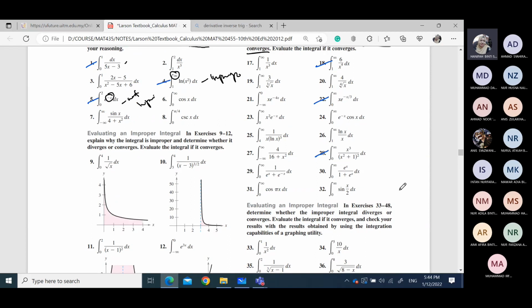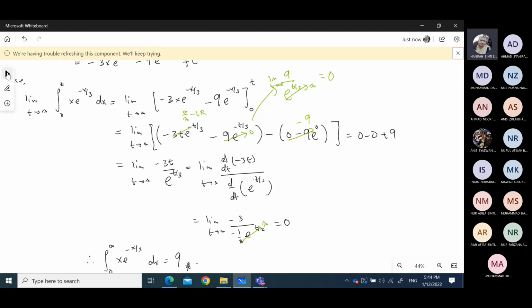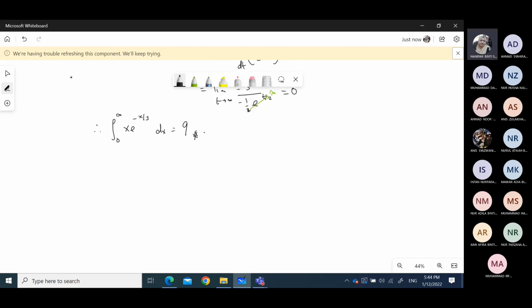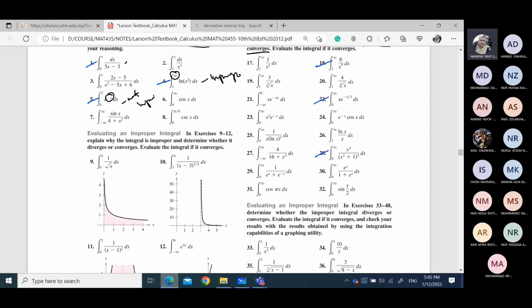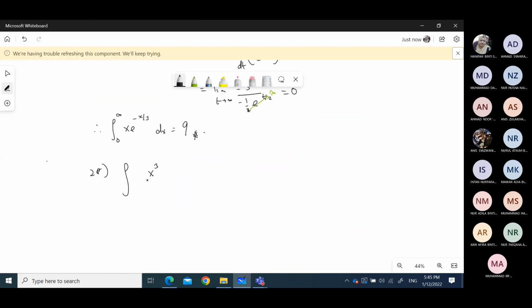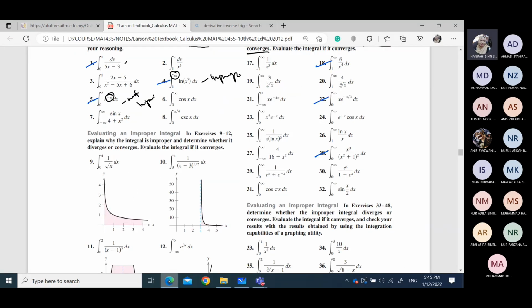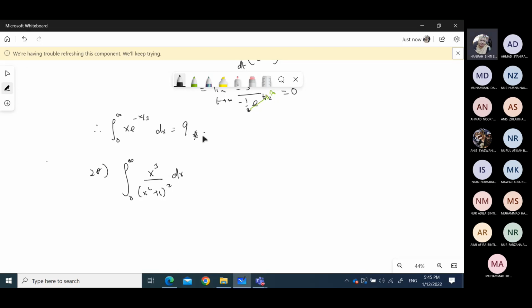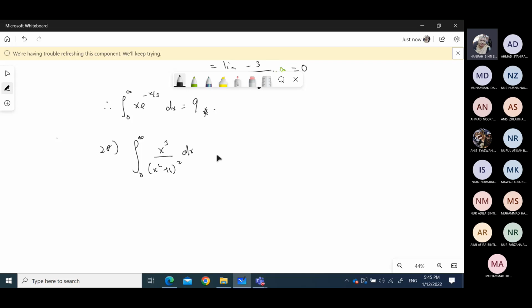Alright, so next, last question, 28. So 28 is 0 to infinity. The interval is 0 to infinity, and the function here is x to the power of 3 over x squared plus 1, the whole thing to the power of 2. Okay, let's do one more question, 28. The improper integral of x to the power of 3 over x squared plus 1 to the power of 2 dx, from 0 to infinity.